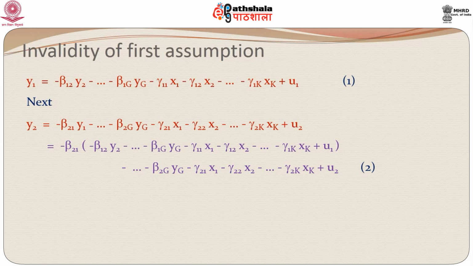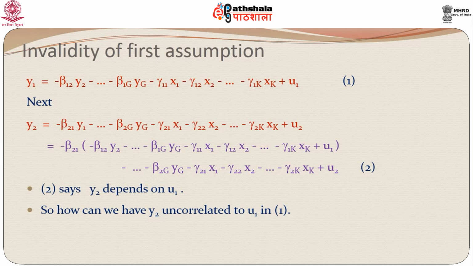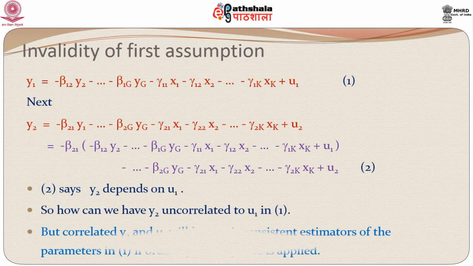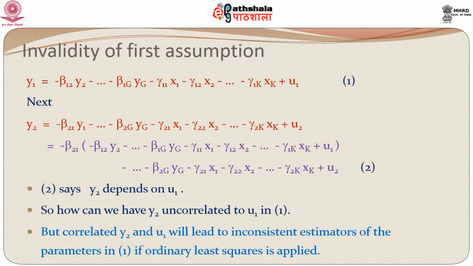But what you observe in this is that y2 now depends on u1. u1 comes in through y1 to influence y2. It is there in the second equation. So, how can we say that in the first equation y2 and u1 are uncorrelated to each other? We see that they are related to each other. y1 influences y2 in the second equation. So, our assumption that y2 and u1 in the first equation are uncorrelated does not hold, and therefore, we say that this assumption is invalid. But then, as I said before, if y2 is correlated with u1, you know that regression models say that the estimator would be inconsistent. So, we cannot apply ordinary least squares to get these parameter estimates.